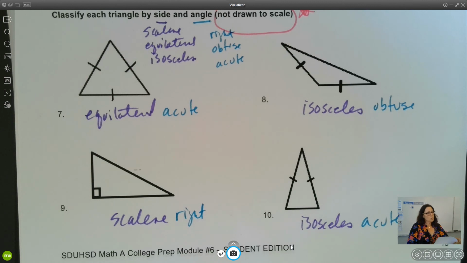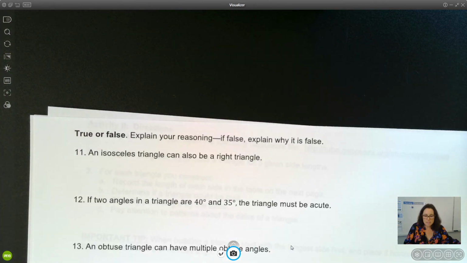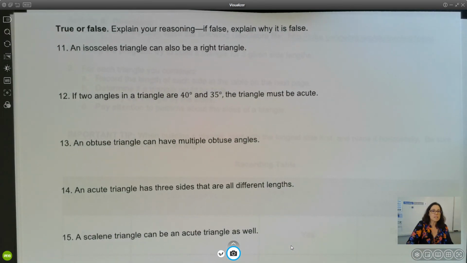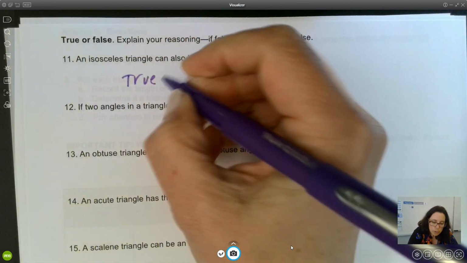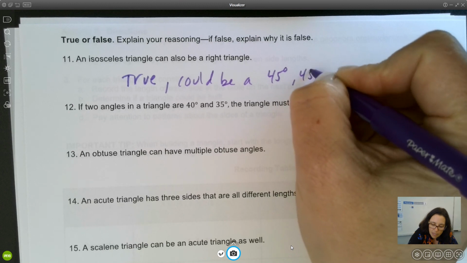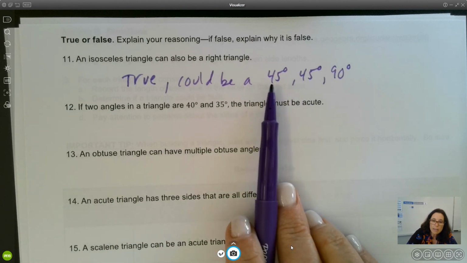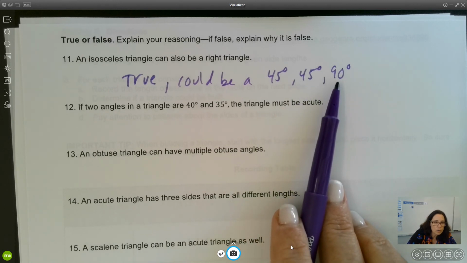All right, let's do some true-false questions. It says true or false. Explain your reasoning if it's false. An isosceles triangle can also be a right triangle. True. I'll put a little bit of an explanation on every one of them in case you need to understand it better. True, could be 45, 45, 90. So it's isosceles because you know two angles are the same. Guess what? Two sides are the same then. And it's right because of that 90-degree angle.